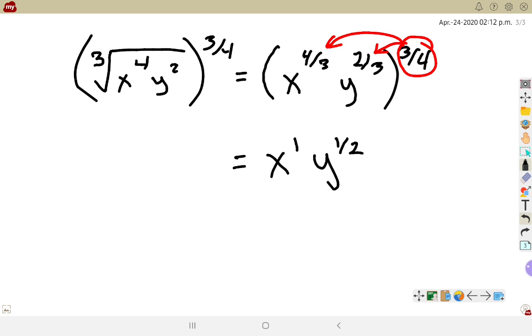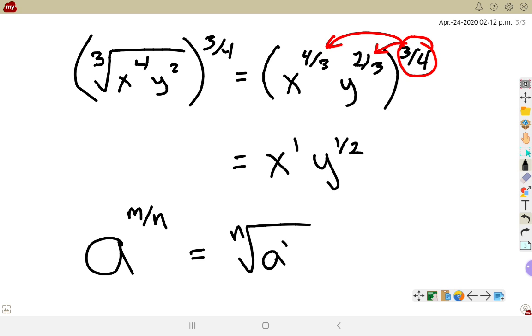The important thing to remember is we can change really easily back and forth between radicals and exponents. It just depends which one is easier for you to work with. Again, if you're trying to evaluate these things, make sure you're taking the root first and then raising it to a power after. All right.